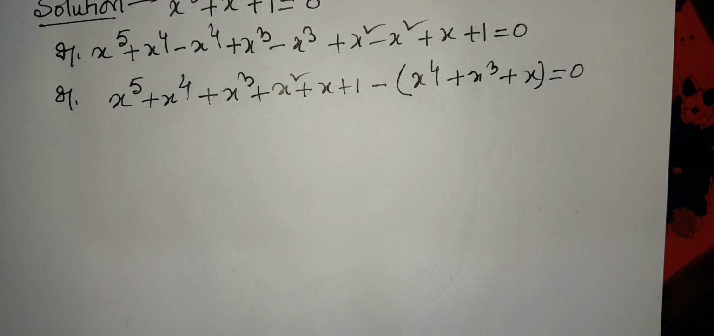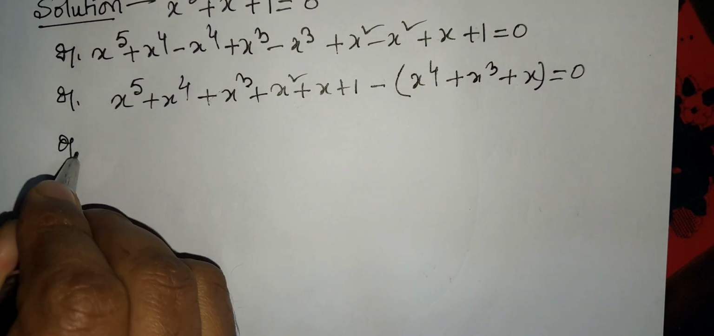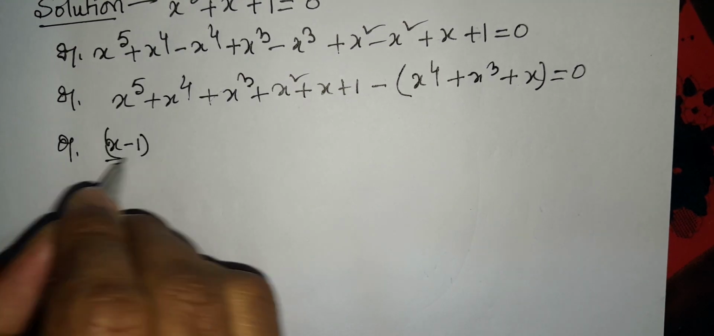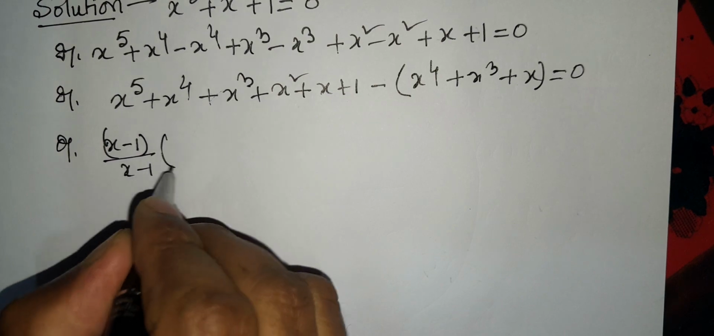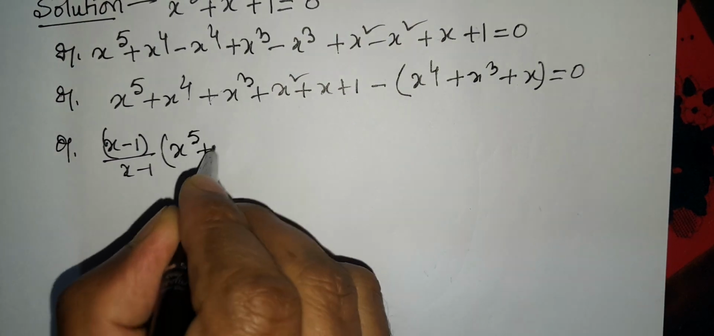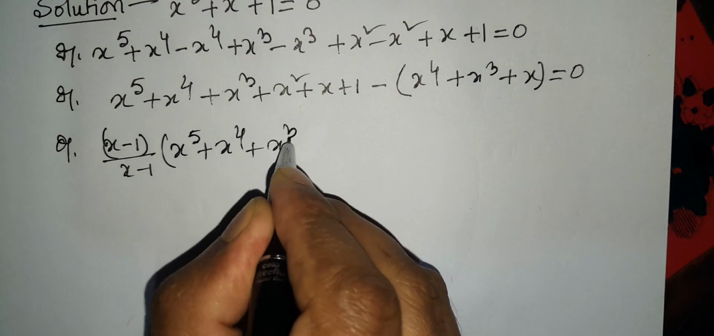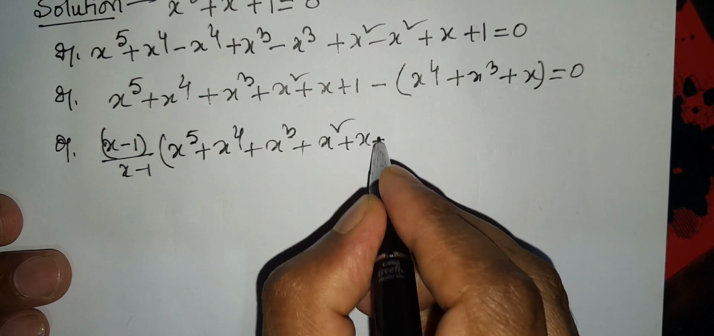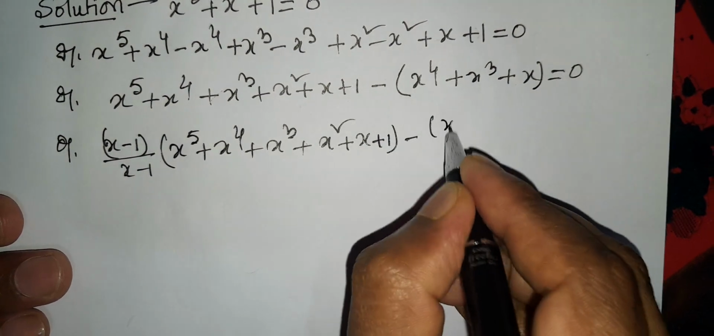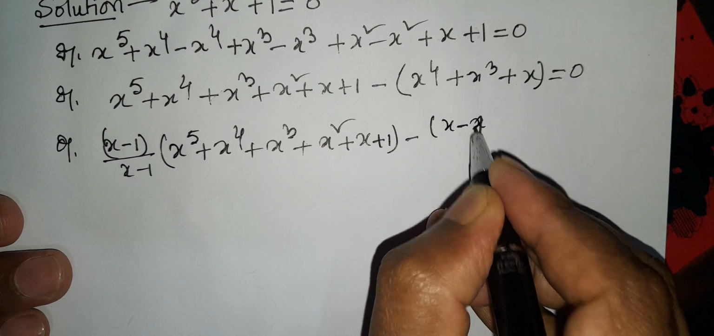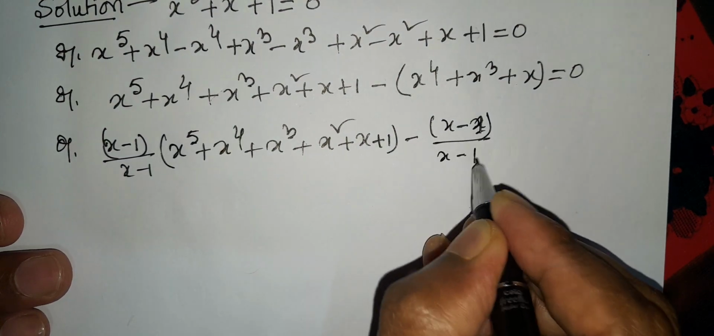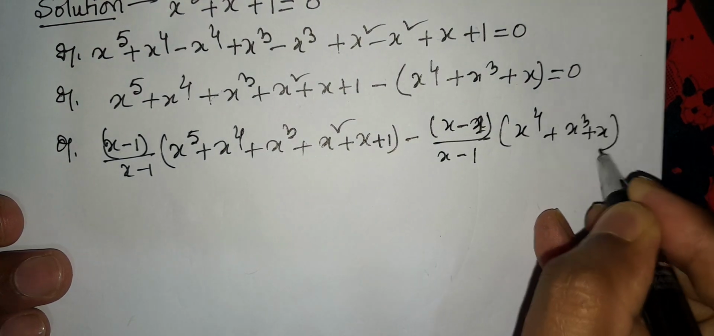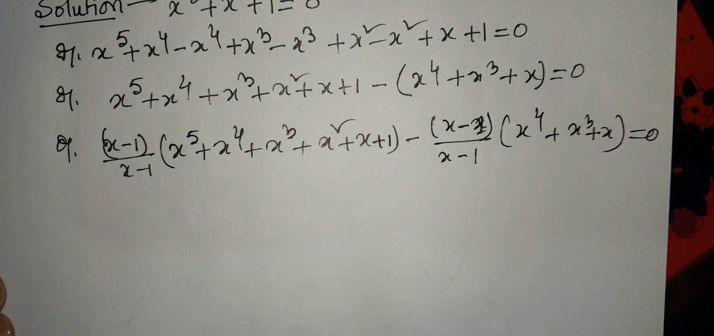Okay, now we multiply the first group by x minus 1, x to the power 4 plus x cube plus x square plus x plus 1. Okay, minus, here we also multiply x minus 1 by the second group, x to the power 4 plus x cube plus x, equal to 0.